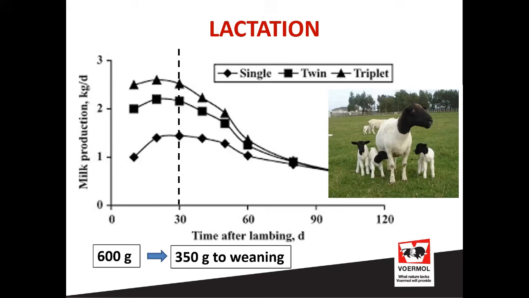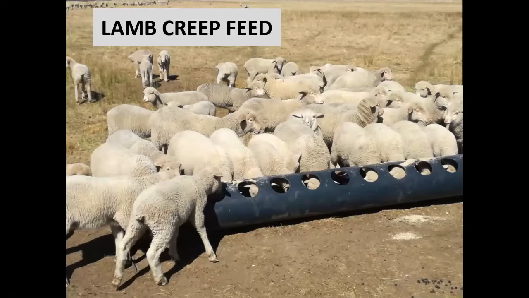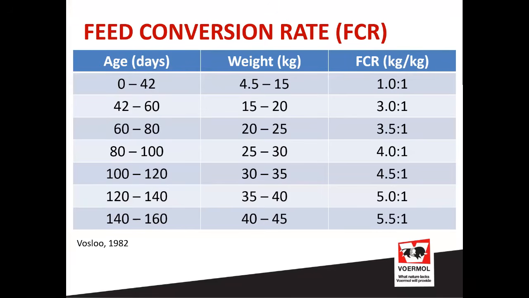During this stage, we also need to focus on feeding creep feed for our lambs. It's much more effective to feed the lamb directly instead of feeding the lamb through the ewe, indirectly producing milk. The reason for this is it's all about feed conversion rate. What is feed conversion rate? It's the kilograms of feed taken in to produce 1 kilogram of meat or carcass weight.